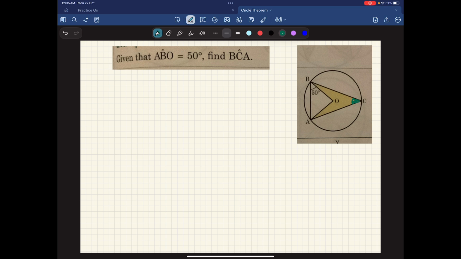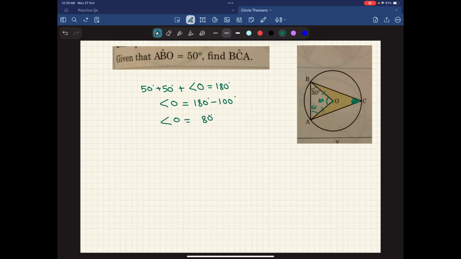Since this is the center, OB and OA are going to be the radii of the circle, which tells you that triangle OBA is an isosceles triangle. So if this is 50, this is also going to be 50. To find this angle, we use the sum of the interior angles of a triangle. So 50 plus 50 plus the angle at the center is 180 degrees. So the angle at the center is 180 minus 100, which is 80 degrees.